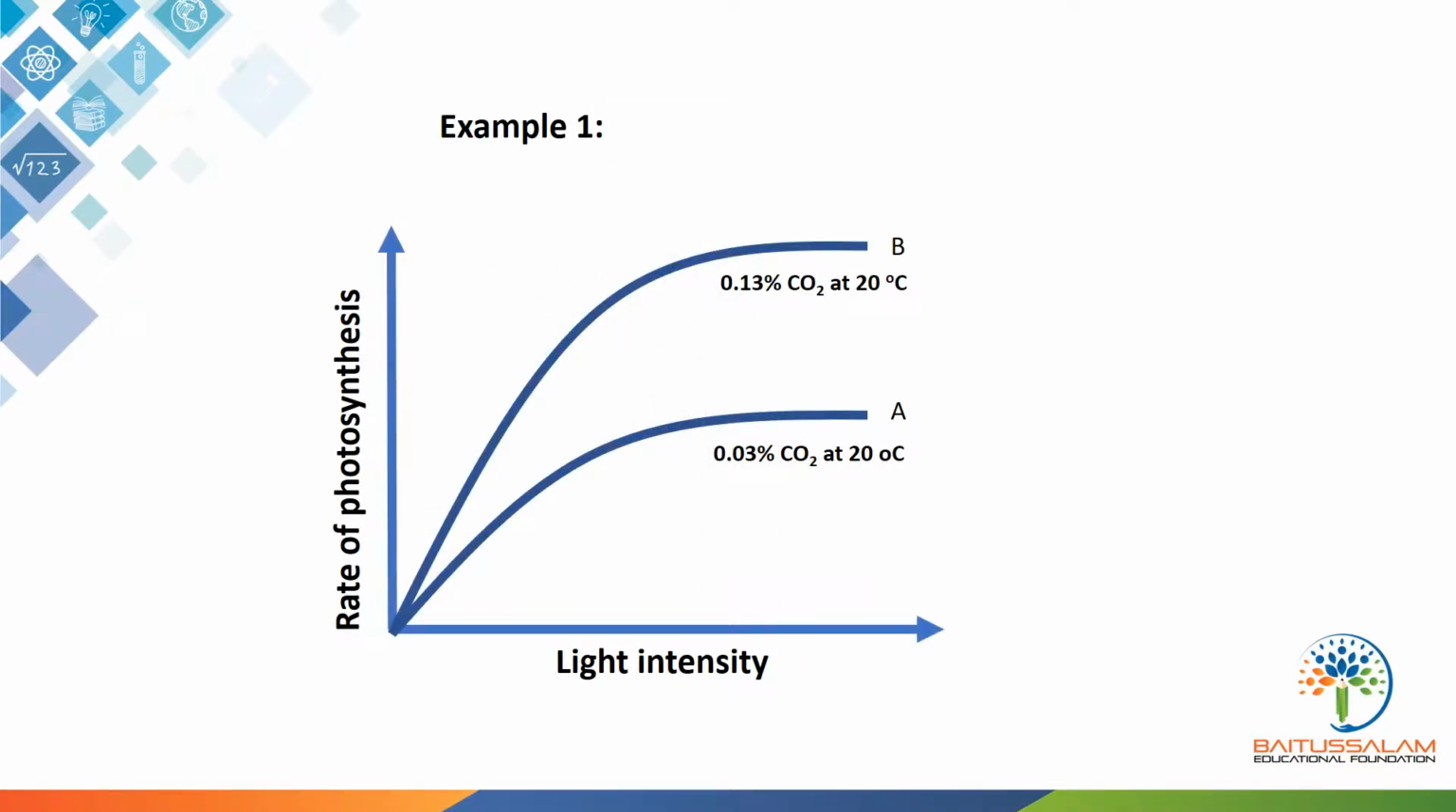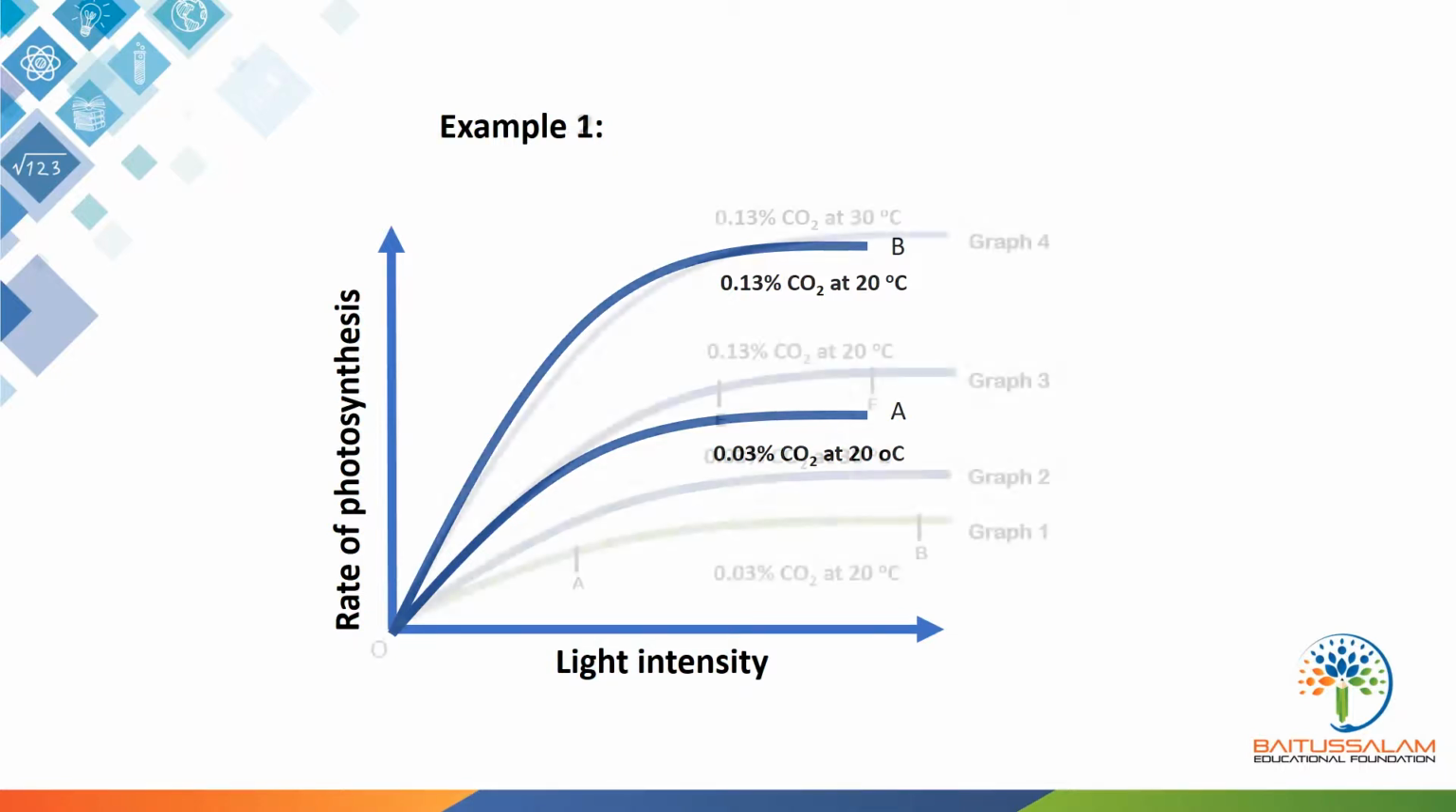In example 1, the photosynthetic rate increases greatly when the carbon dioxide concentration is increased from 0.03%, graph A, to 0.13%, graph B, at 20 degrees Celsius. This shows that carbon dioxide is an important limiting factor after point X in graph A.